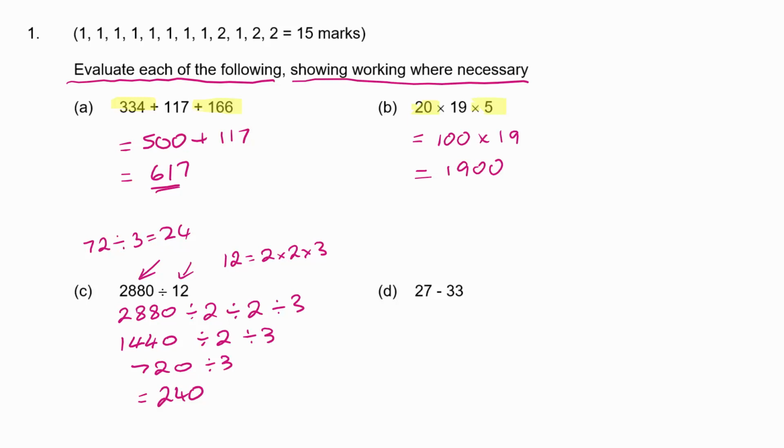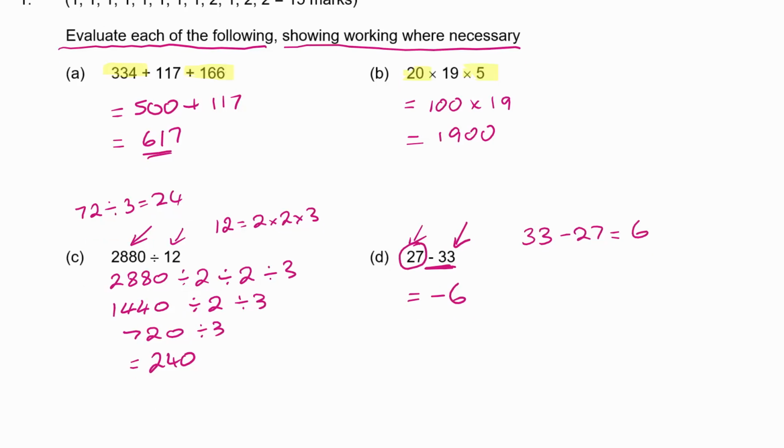Now 27 take away 33. It should be clear that 33 take away 27 would be 6. But here we're taking away more than we started with. So that is going to be -6. If you start with 27 and you take away 27, you're at 0, and you would still have 6 more to take away.